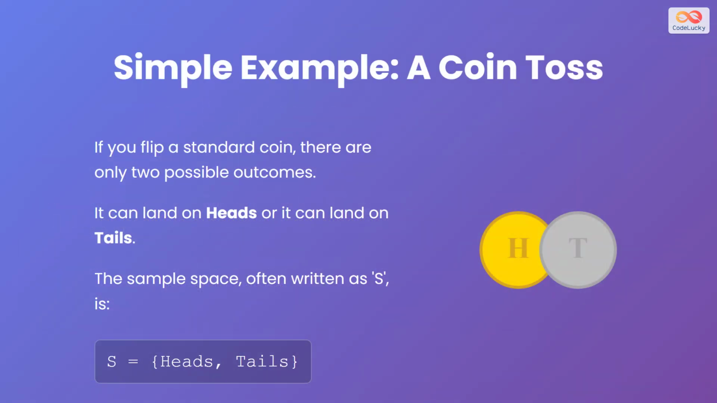Let's start with a very simple experiment, flipping a coin. If you flip a standard coin, there are only two possible outcomes. It can either land on heads or it can land on tails. So, the sample space, which we often write as a capital S, is the set containing heads and tails.